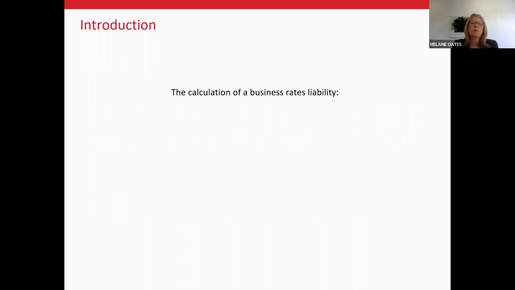So very simply, just looking at how your rates bill is calculated, it's a fairly simple calculation. The elements behind it might be complex, but the calculation is simple to a certain extent. So it is the rateable value of your property times by the specific multiplier, and then with any relevant reliefs applied thereafter. As these various elements are used to calculate your business rates liability, it's important to ensure that each of these elements is correct or at the optimum level.